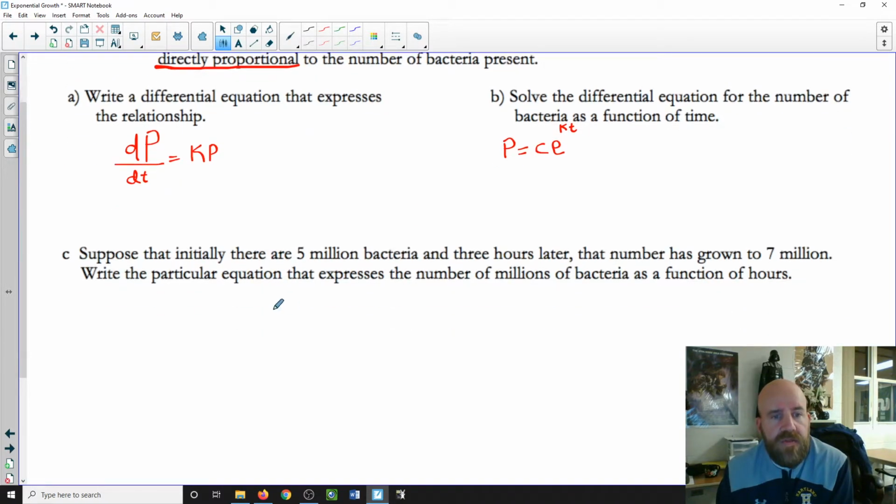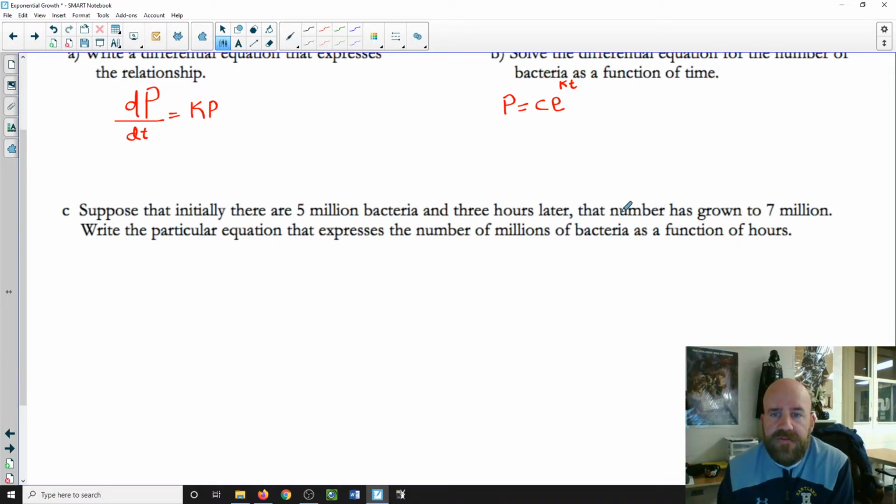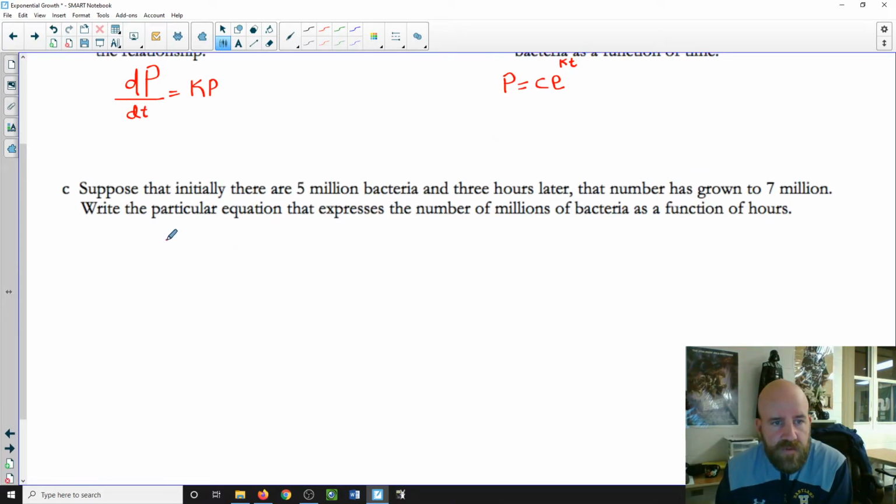Alright, suppose that initially there are 5 million bacteria and 3 hours later the number has grown to 7 million. Write a particular equation that expresses the number of millions of bacteria as a function of hours. So we know if we plugged in 0 for time and 5 million for P, that's what it ends up being after 0 hours. If we were to solve the equation, we would end up with the C value of 5. We talked about that in the other video, that C is always the initial value. So when we're setting up our equation, we can say that C is 5.